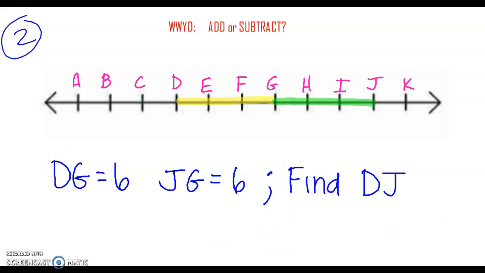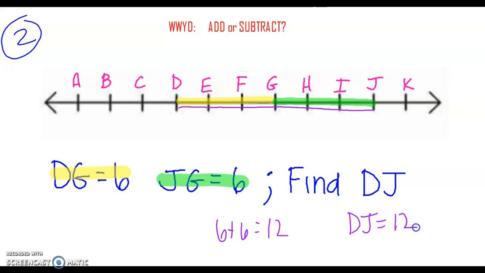Take a look at number 2. It has us locating DG, which was 6. That's my yellow segment up there, and then JG, which is 6. That is my green. Again, they lie next to each other, and we're asked to find the measurement of DJ. So again, because they're next to each other, we know to add. So 6 plus 6 is 12. So DJ is equal to the measurement of 12.